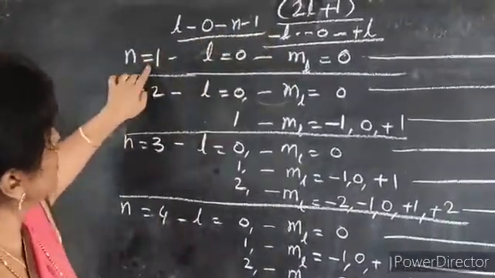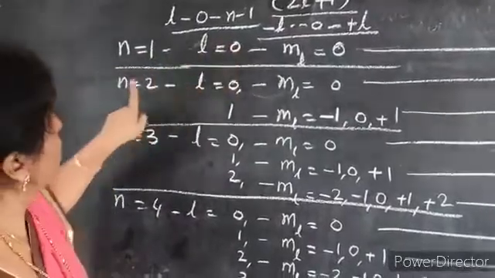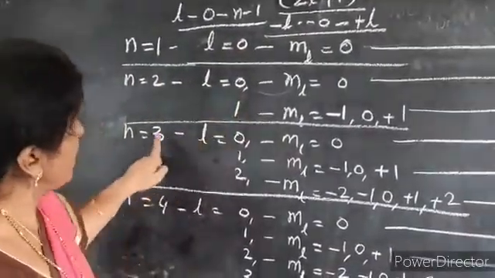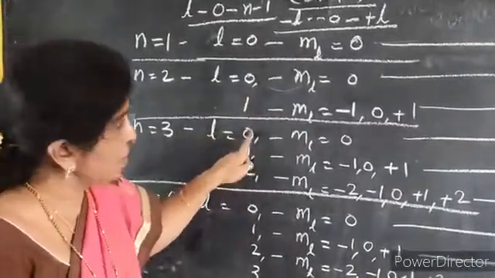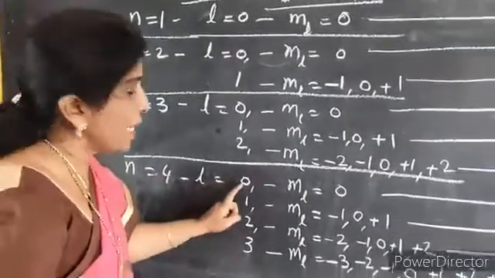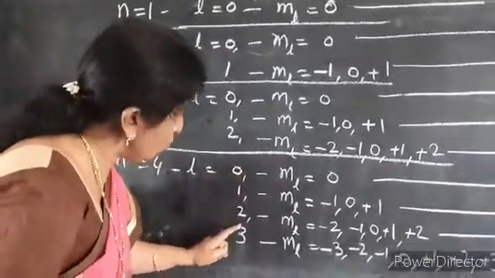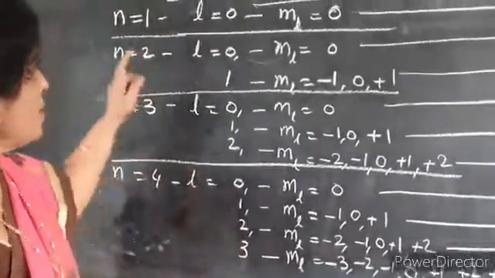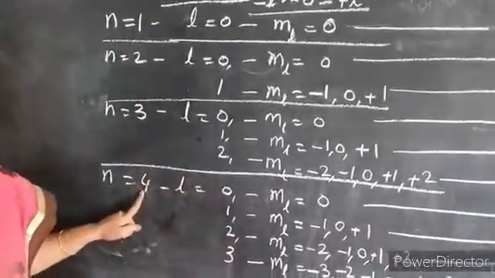So for the first shell, L is only 0. When n is equal to 2, L is equal to 0 and 1. When n is 3, L values are 0, 1, 2. And when n is equal to 4, L values are 0, 1, 2, 3. So the maximum value of L is 1 less than the principal quantum number.